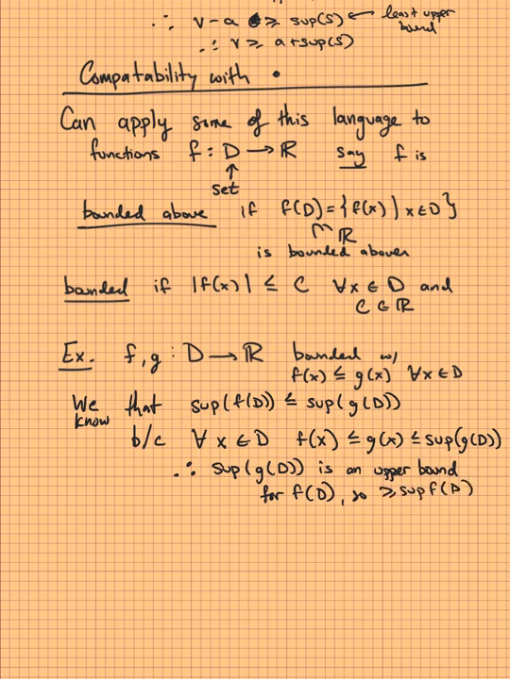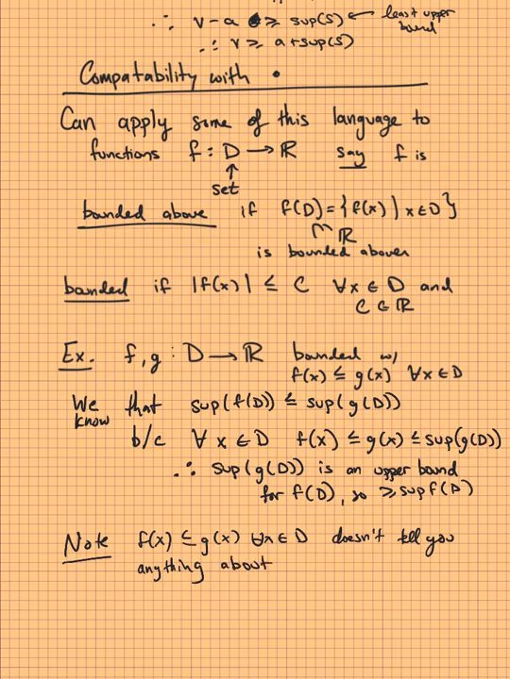This is just a warning or a note. If you have f of x being less than or equal to g of x for all x in D, it doesn't tell you anything about the sup f of D versus the inf of g of D. And maybe this will be an example in a lecture problem where you can construct such an example.